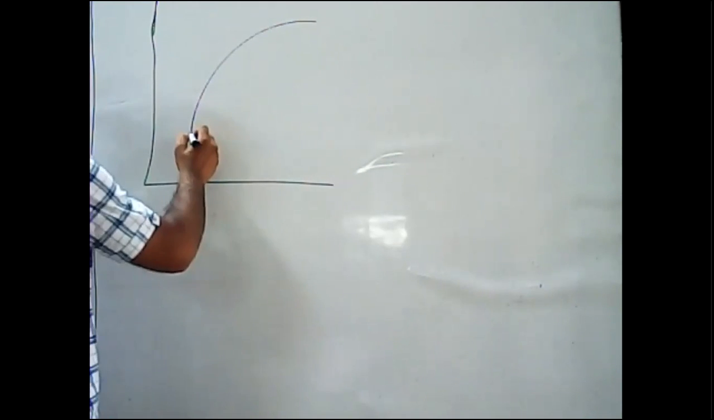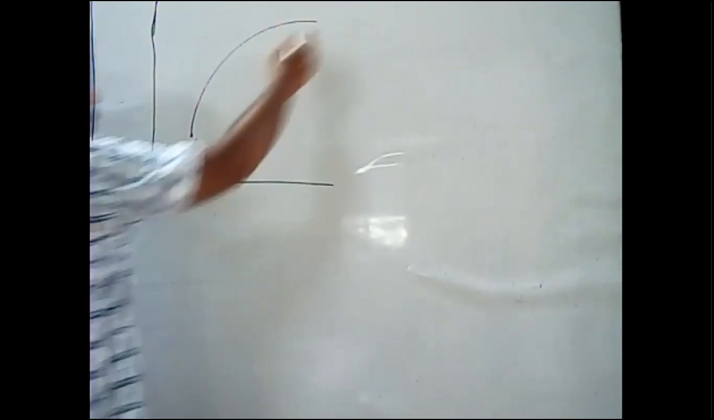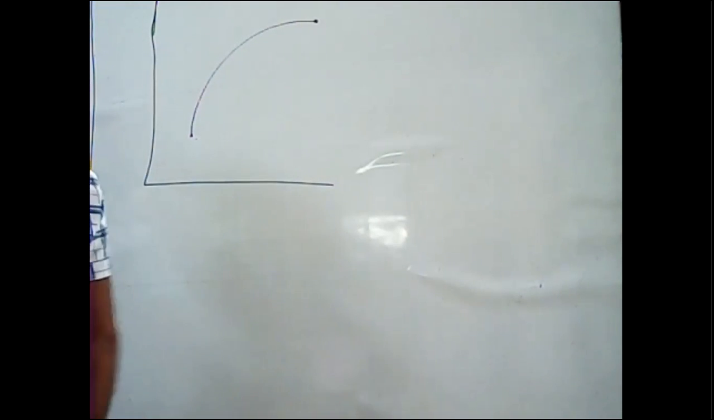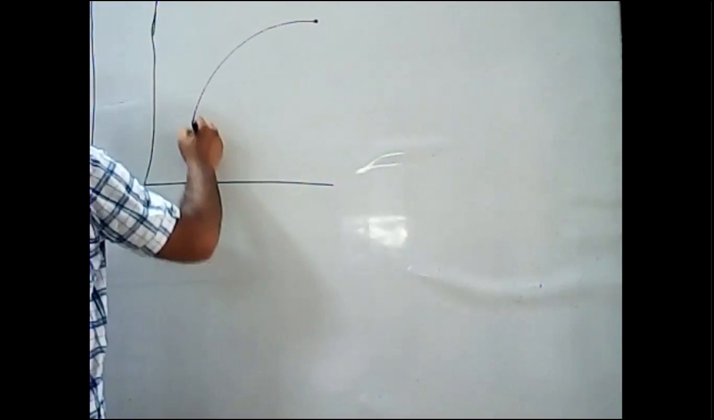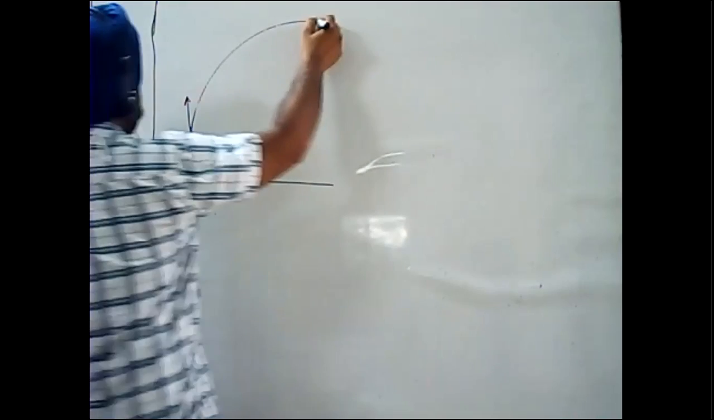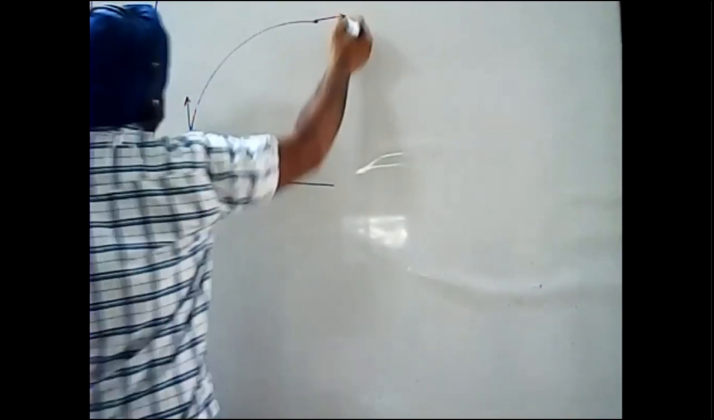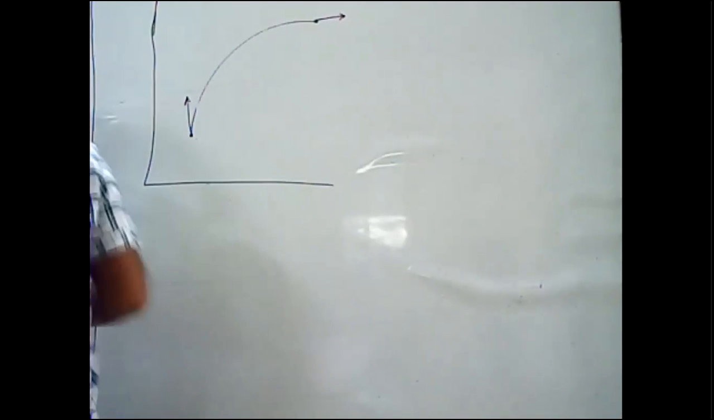To generate a curve, you need to have 2 points, this point and this point. And along with these points, there should be 2 tangents on these points. So I am going to draw 2 tangents, one is this, and the second one is this. First tangent at the first point.